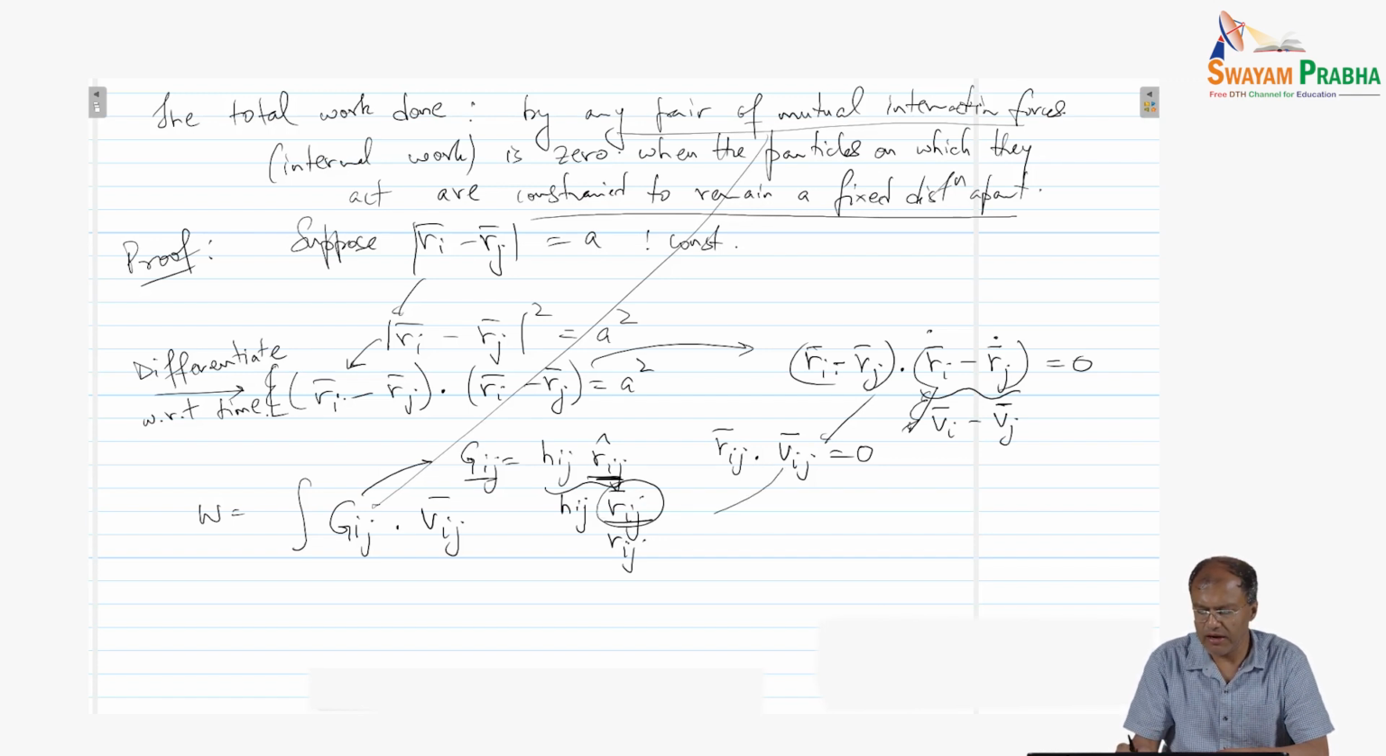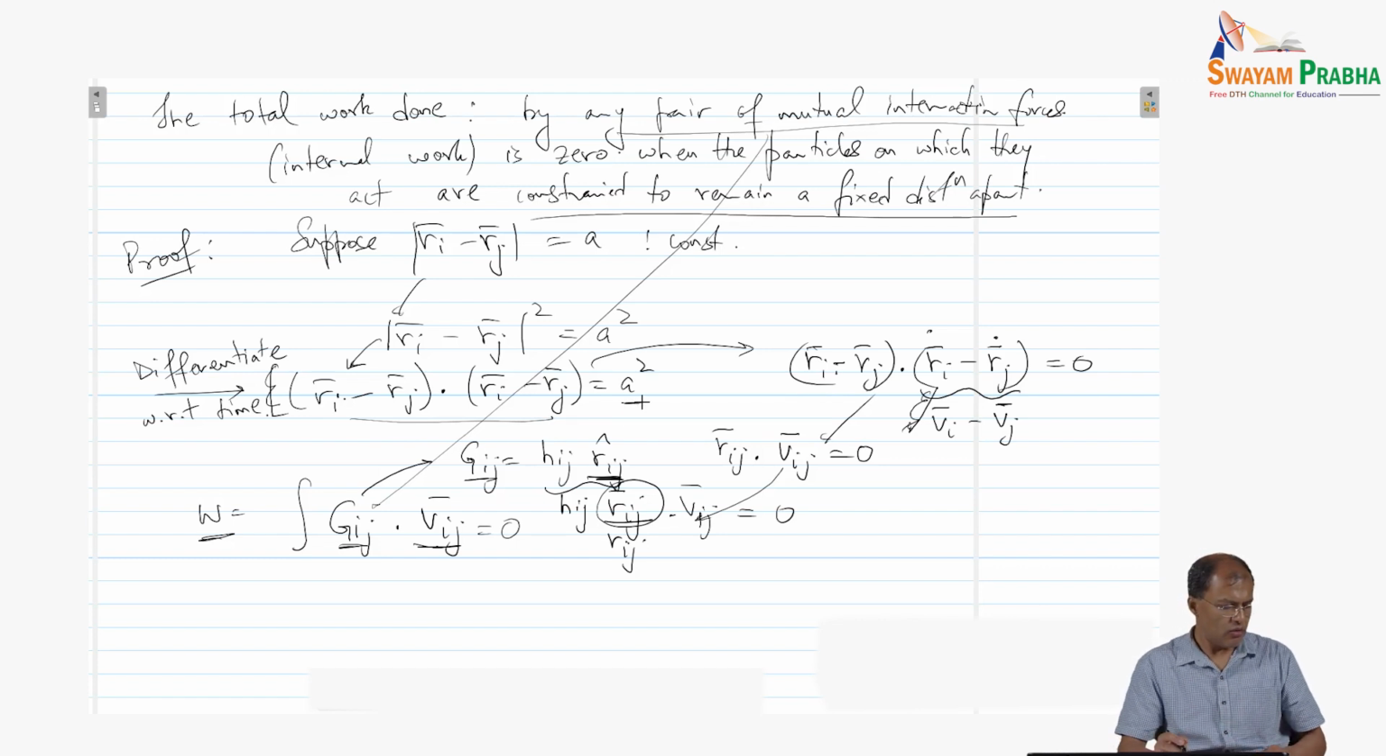And then when we take a velocity and dot product, we are certainly going to get a 0. And that proves our result that the work done by mutually interacting forces is 0, provided the distance between the interacting particles is constant. So that's a very nice and very neat result.